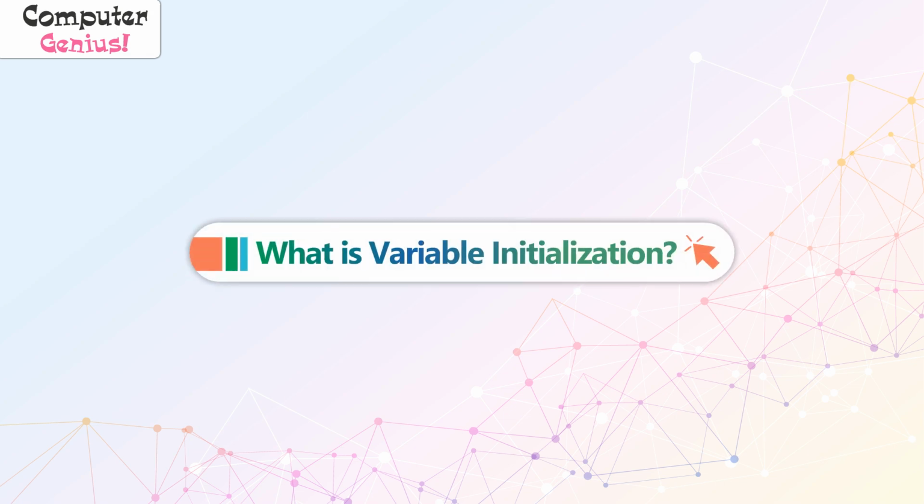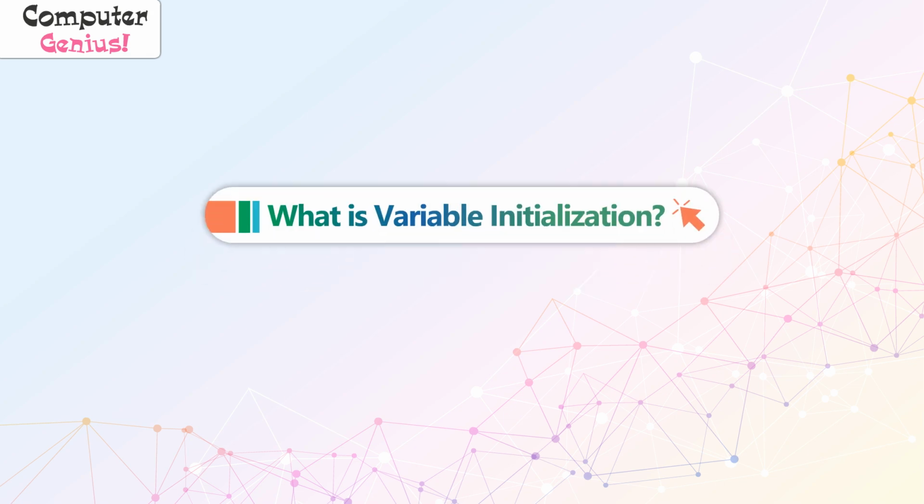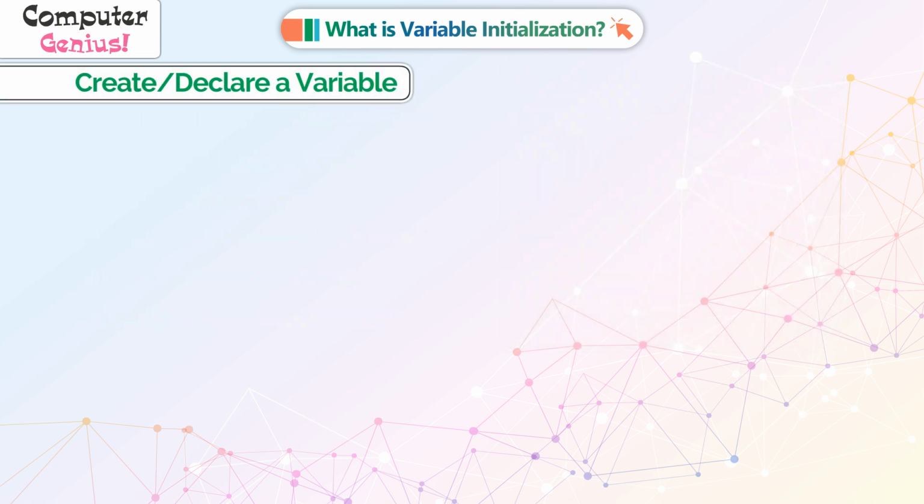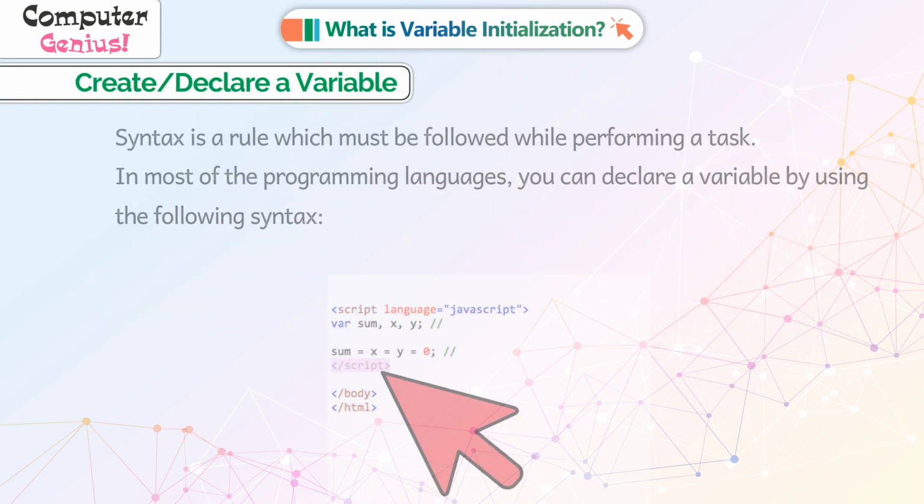What is variable initialization? To use variables in programming, first we need to create the variables and assign them a reference in the computer memory. A variable is a storage area which programs can manipulate by changing the values stored in it. Create or declare a variable.